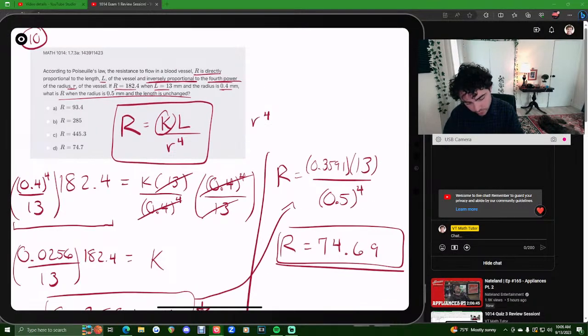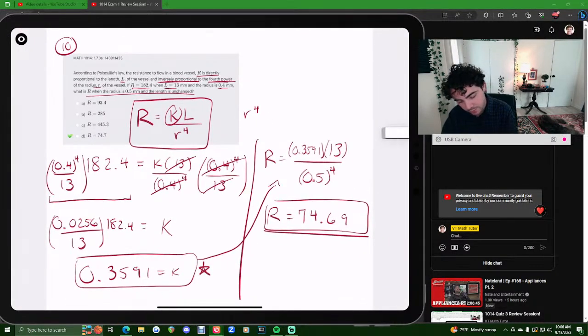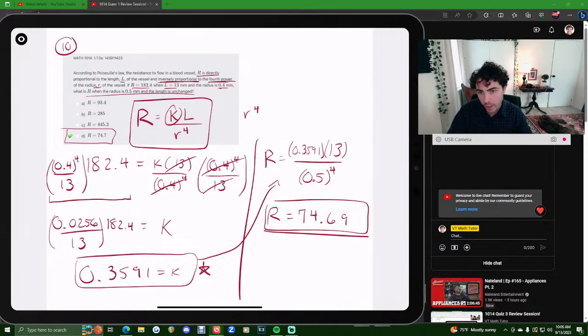All right, that should do it. So about 74.7, that's option D. And that's it. So construct the R equation. I want to say for this one, the R equation is always the same. Like it's always KL over R to the fourth. I could be wrong though.